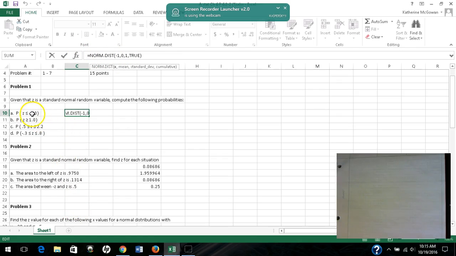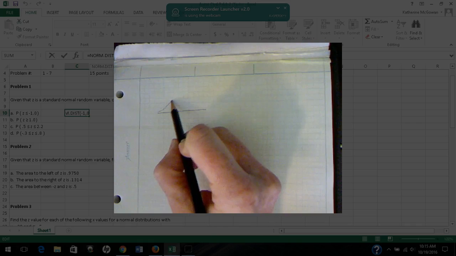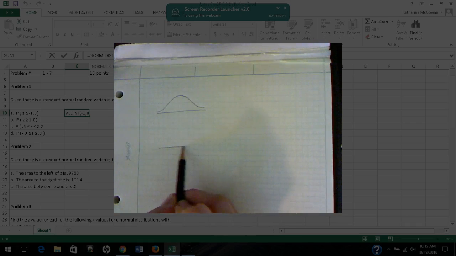Now, for one thing, let me switch to my webcam for a minute and show you a couple things about calculating for less than versus greater than or between. So let's go here to the webcam. I'm just going to show you a couple things here. I'm just going to draw some sort of crude normal distributions.